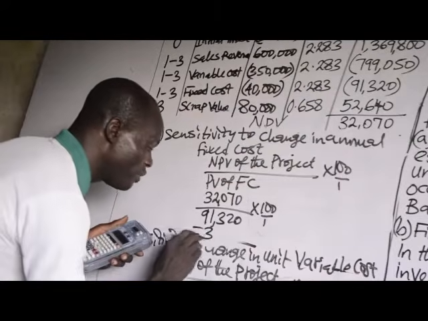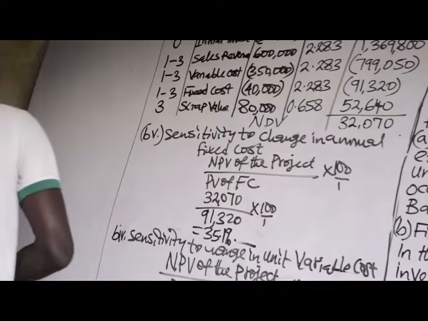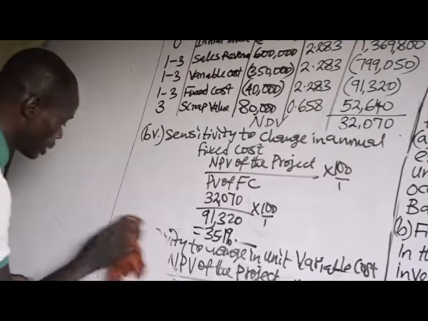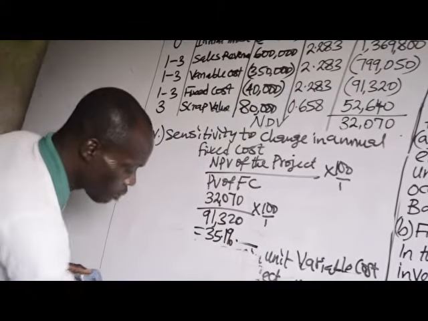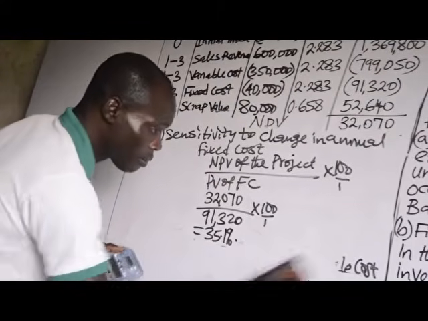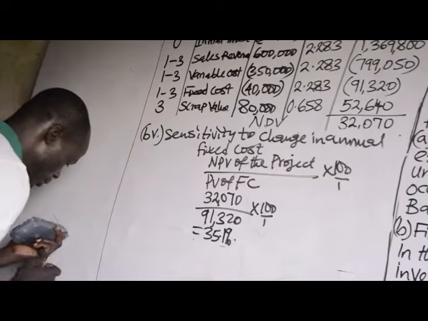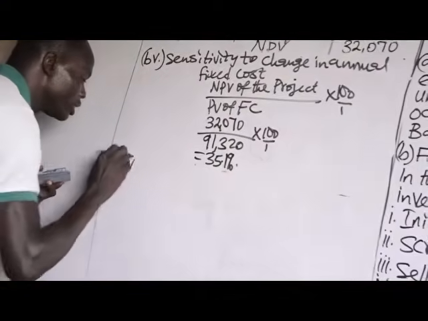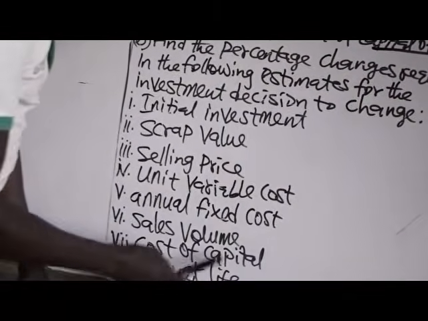We have 35.1%. That is the sensitivity to change in annual fixed cost. Now we want to take B6. We have sensitivity to change in sales volume.